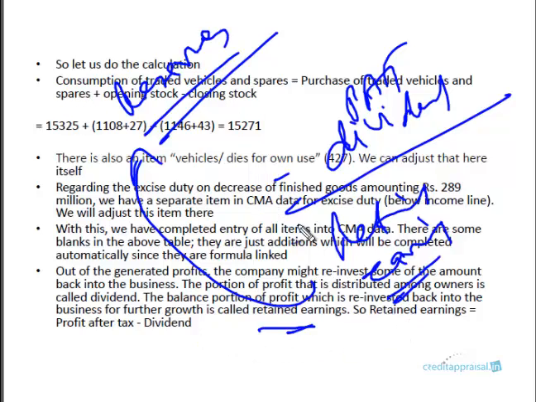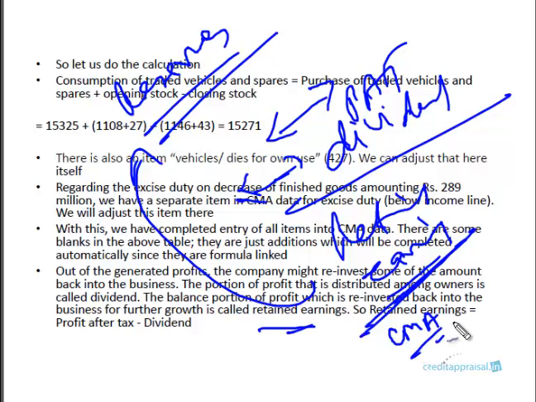So the profit earned by the company, it might pay some dividend to the shareholders out of this profit. It may pay or may not pay. If it pays, you will deduct this dividend, and the resultant amount is known as the retained earnings. So this retained earnings is the last item in the CMA data operating statement. This is profit after tax minus dividend.